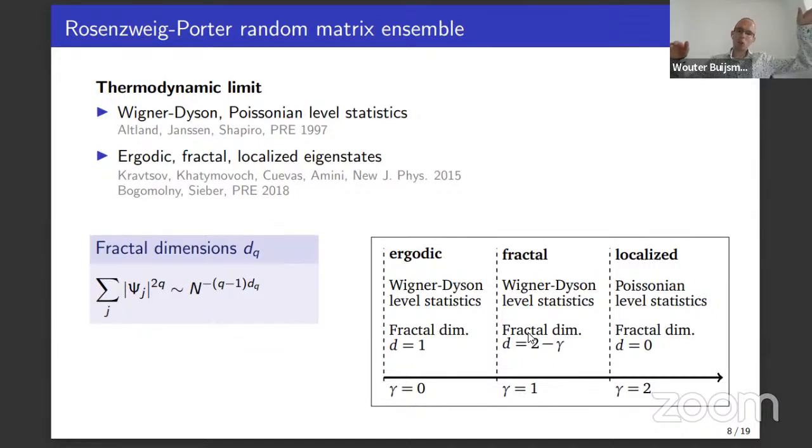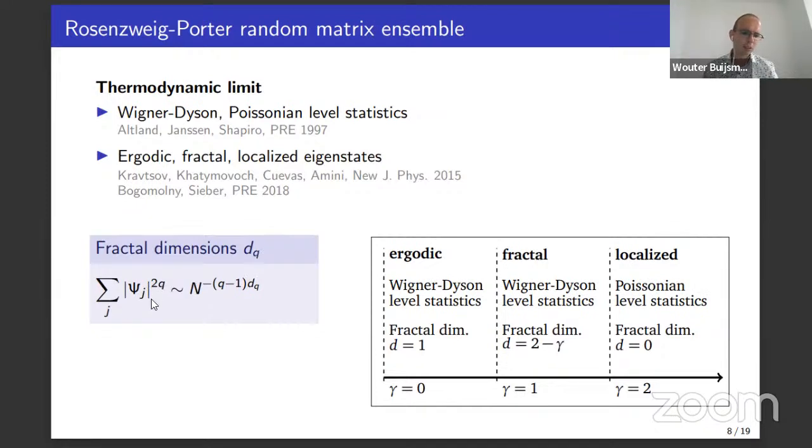So if you go from gamma equals 0 to 1, it's 1. If you go from 1 to 2, it linearly decreases to 0. And when gamma is larger than 2, then it remains 0. And just as a reminder, this is the definition of the fractal dimension D_q. The fractal dimensions carry an index. Typically, however, the focus is only on q equal 2.